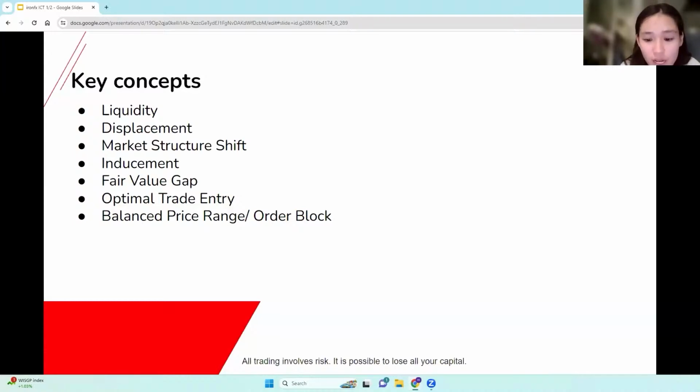Firstly, for our key concepts, we'll go through liquidity, followed by displacement, market structure shift, inducement, fair value gap, optimal trade entry, and lastly, balance price range or order block. So these are the fundamentals that you need to know in order to take advantage of trading in this style.